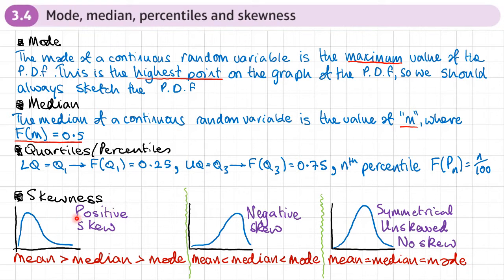The first type is what we call a positive skew. That's where the data seems to be bunched up towards the left-hand side. Now I've drawn a curve here. It could just as easily have been a straight line. So it could be something like this, a piecewise function. So either one of those would be a positive skew.